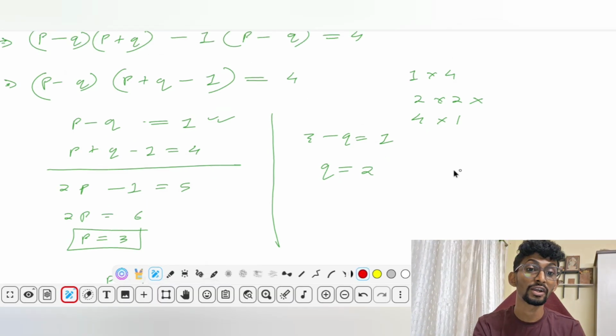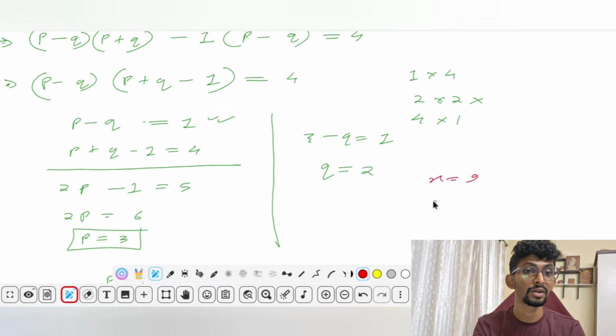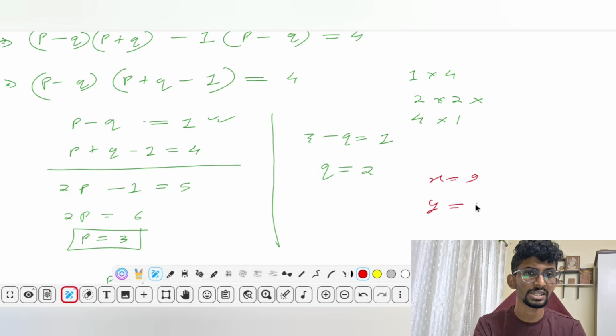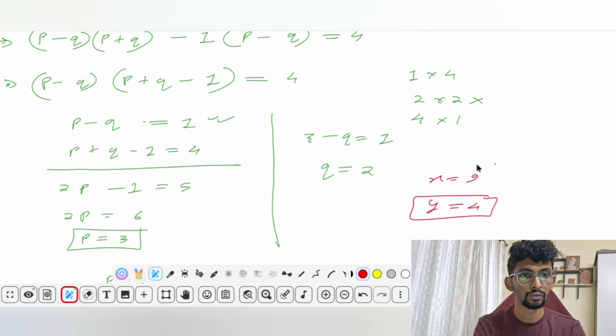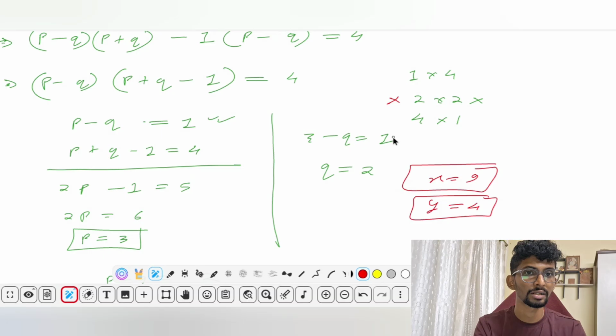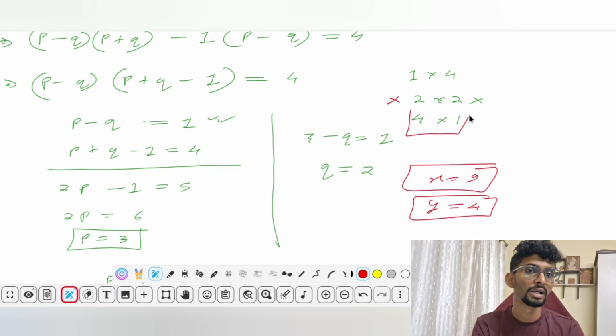So till now I got a solution 9 and 4, x as 9, y as 4. And the second option we can neglect because we are not getting an integer. This one you have to try and answer me in the comment box.